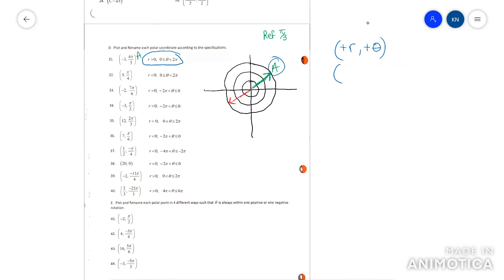Well, the r, the radius, is just 3. There's 3 circles there. Now the theta, I use my reference angle, pi over 3, and I think what quadrant am I in, etc. So this one would just be pi over 3. Now, the more of these that I do, the more sense it's going to make. So let's look at this next one.